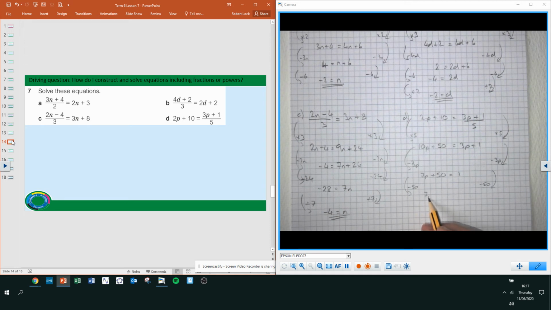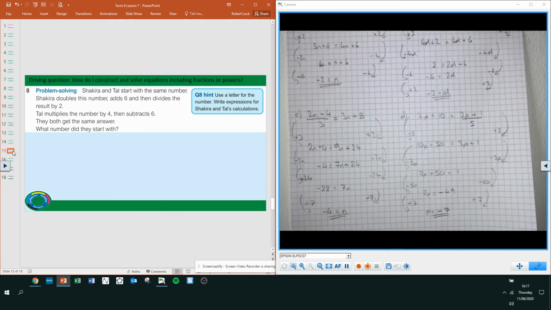That would give 7p equals 1 away from 50 is 49. So minus 50, add 1 is minus 49. And then divide by 7 on both sides. P equals minus 7.